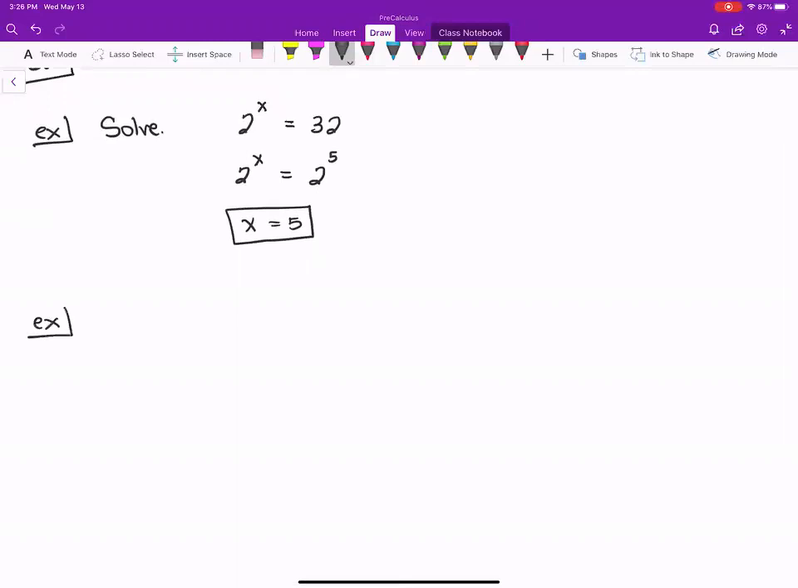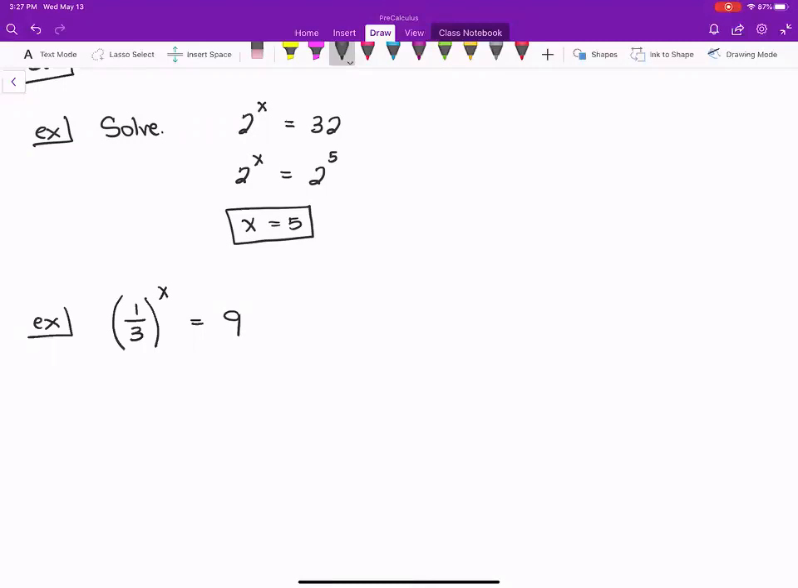They can get more complicated though. So you could get something like maybe 1/3 to the x power equals 9. So it might be a little bit harder to figure out what the exponent would have to be in this scenario. So I'm going to do that same thing. I'm going to try and make the bases the same.